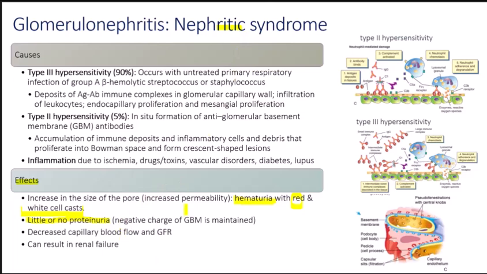Now, why is that? Well, because even though we have this increase in the size of the pores that would theoretically let protein through it, we've maintained a negative charge of the glomerular basement membrane. And this negative charge is going to repel the proteins, preventing them from moving through the pores and ending up as part of the filtrate and ending up then as part of the urine. That is very important for you to know. We're also going to see a reduction in capillary blood flow and glomerular filtration rate, and all of this can result in renal failure.